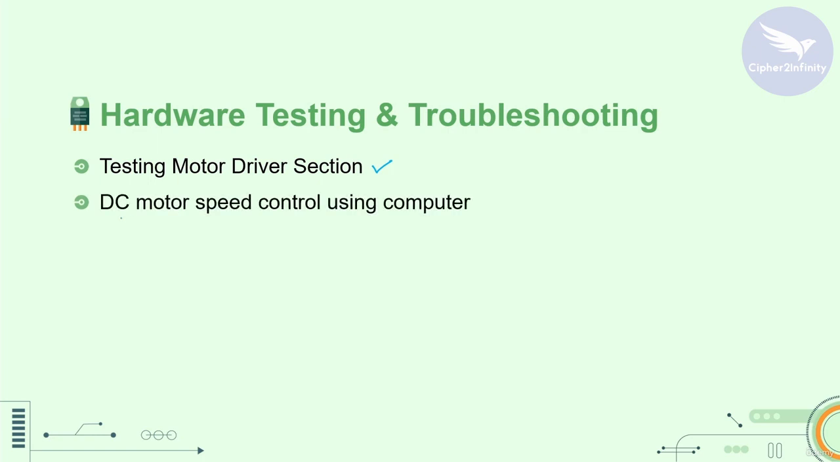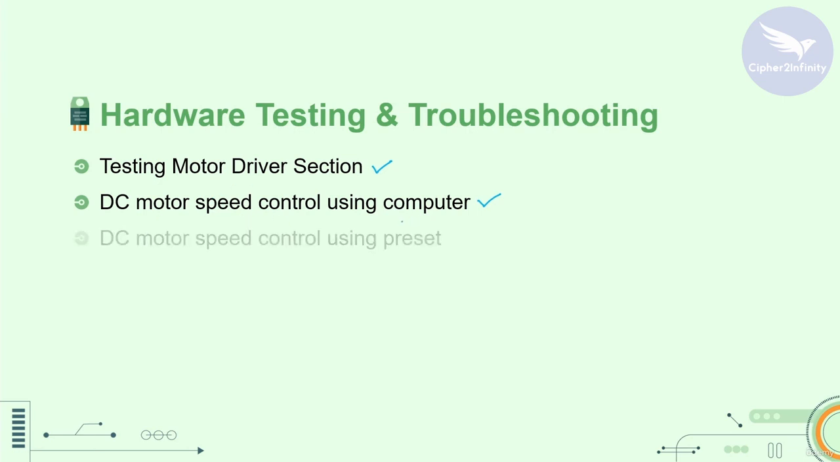Then the next video is about DC motor speed control using a computer. This is basically a small project, and in this video I am trying to show you the capability of the hardware that we have designed. We are going to control the speed of a motor using the computer. We are going to send some commands from the computer to the controller, and then the controller is going to control the speed of the motor. This is basically a demonstration kind of video.